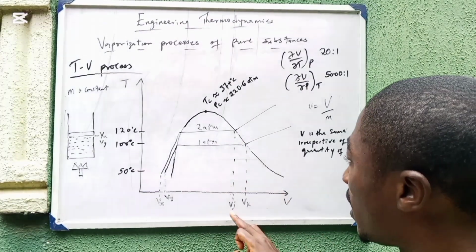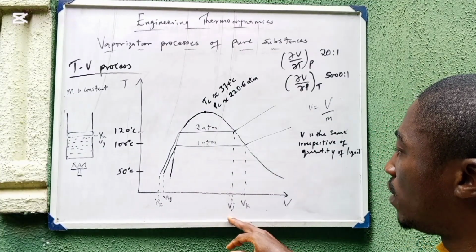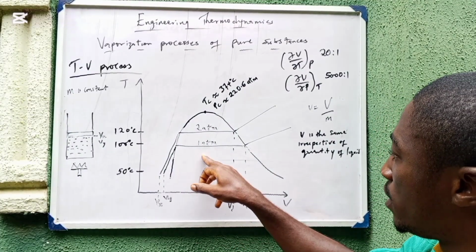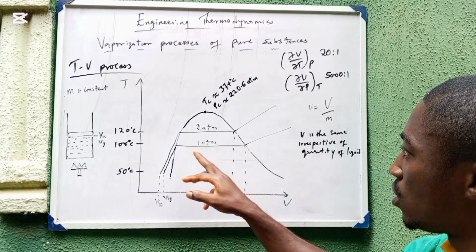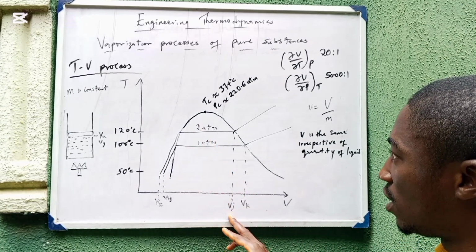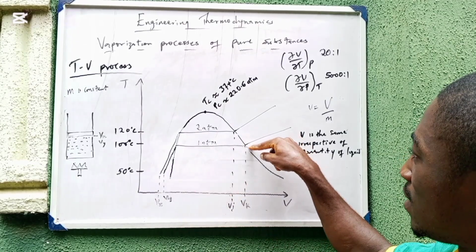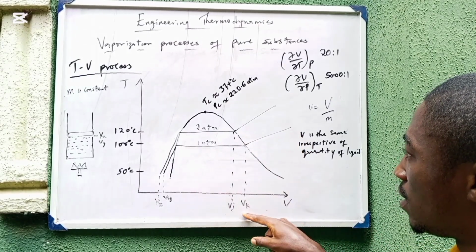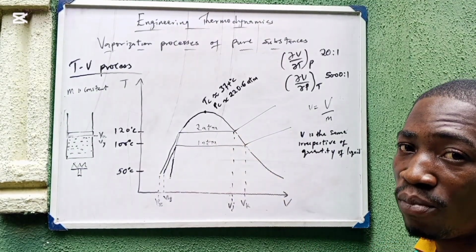And at that point, we are having a new volume, Vj. Now, that's another thing you have to note. In the case of 1 atm, we had Vk as our volume, but in the case of 2 atm, we had Vj as our volume. So you can see that the volume for 1 atm at the saturated vapor curve is greater than the volume for 2 atm at the saturated vapor curve.